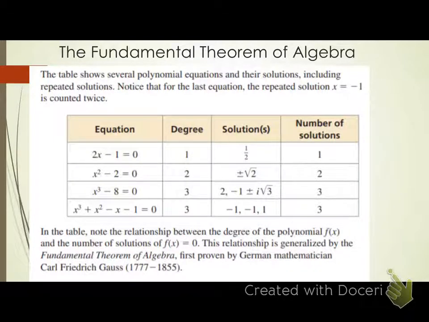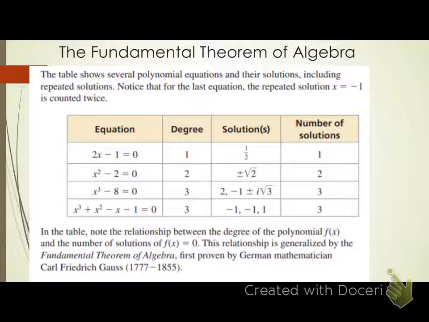x squared minus 2 equals 0. It's a degree of 2. The solutions are plus or minus square root of 2. And so it has a total number of 2 solutions. Positive square root of 2, negative square root of 2.